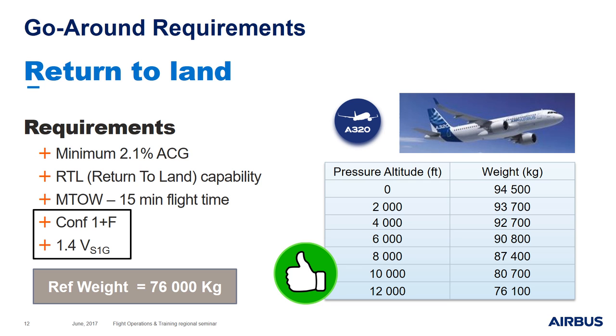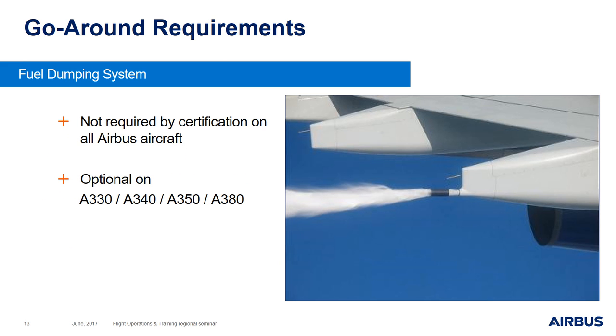The acceleration is available on most aircraft types, and the use of configuration 1 plus F for go-round is a specific option available for high-altitude operations on some aircraft like the A319 for instance. As a result, the fuel jettison system is not mandatory on Airbus aircraft. It's proposed as an option on the A330, A340, A350, and A380 aircraft.